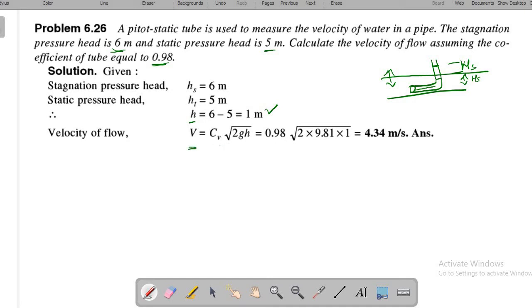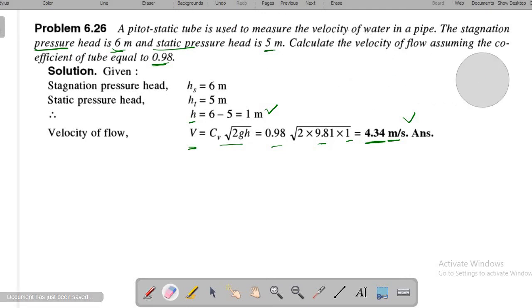So V is equal to Cv into root of 2gh. So h is 1 and Cv is 0.98, g is 9.81. So we are getting 4.34 meter per second. Why I have taken this problem is because you have to understand the terms static pressure head and stagnation pressure head, so that it is easy for you to know about this.